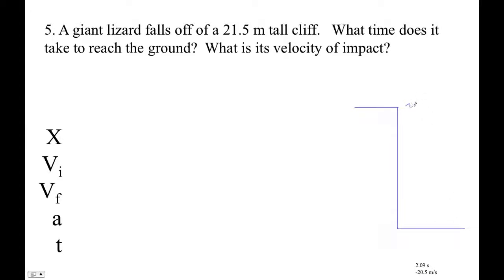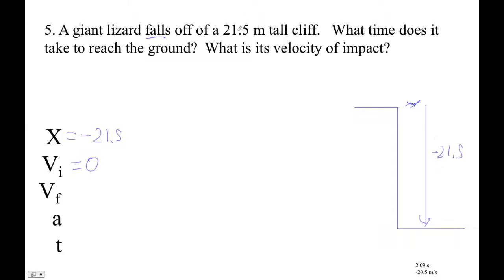So here's your giant lizard, right? All right, there's a giant lizard. Looks kind of like a dog, but there it is, right? Let's assume its initial velocity is 0, right? It falls. So falls is coded language for its initial velocity is 0, right? Our displacement is negative 21.5, right? So it starts here, but it actually goes down 21.5, right?